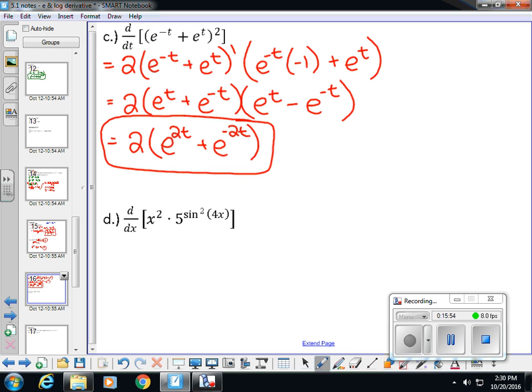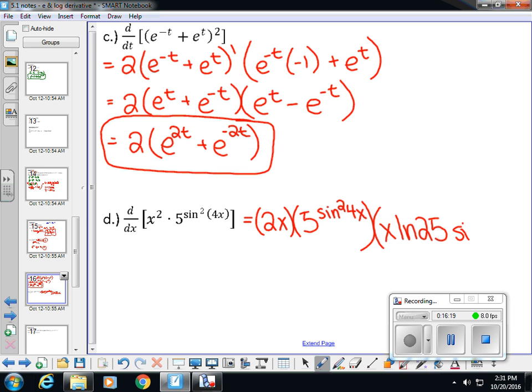All right, I don't want to go through all the algebra in D, but I will give you the final answer. So see if you can work out D to get 2x times 5 to the sine squared of 4x times x ln of 25 times sine of 8x plus 1. See what you can do with that one.